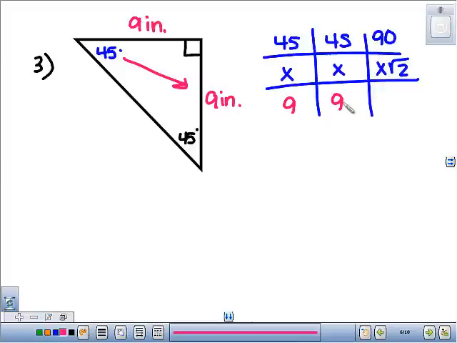All we have to do is plug in a 9 where the x is. So 9 square root of 2. So this is 9 square root of 2 inches. Again, if you had a multiple choice and your answers were in decimals, you would just type that into your calculator: 9 square root of 2, enter.